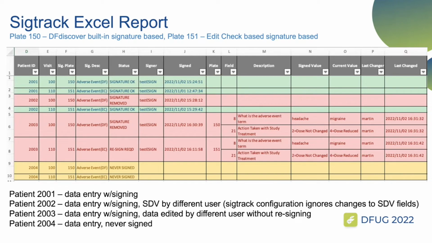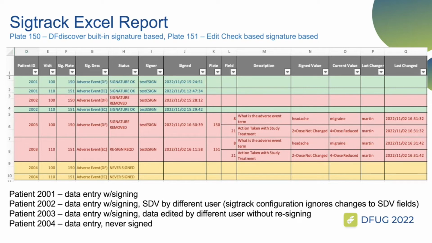In the case of the DFdiscover built-in signature, that means that the signature field would have been removed because it was a change to the form, which is why you see for patient 2002, plate 150, the signature was removed. But for the edit check based ones, the signature is still valid because the configuration file said we don't really care if the SDV flag fields get changed. So its signature is still marked as being status OK.